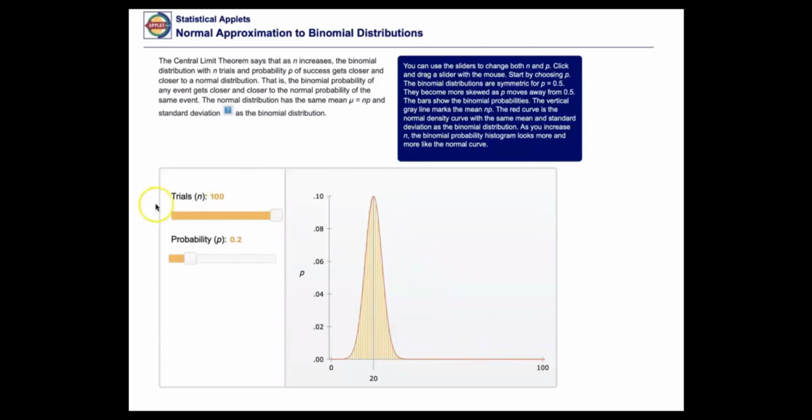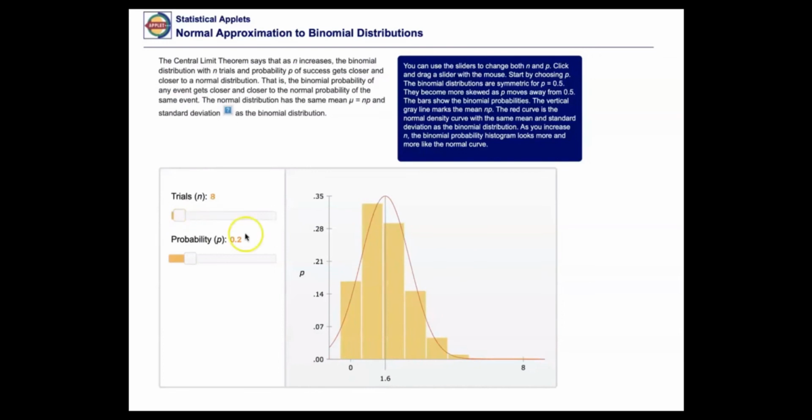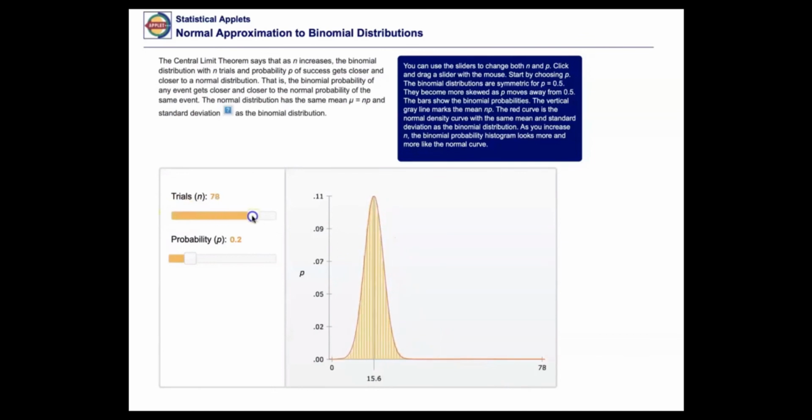But what happens if we start to change the number of trials n and the probability of success p? Well, let's start by changing the number of trials n. So watch what happens as I decrease the number of trials. And I'll go down to the extreme low end, say number of trials 8 here. And here's what you'll notice. The binomial distribution represented by the yellow bars is not really being approximated quite well with this red normal curve here. So the first thing to realize is that as we increase the number of trials, that normal approximation to the binomial becomes better and better.